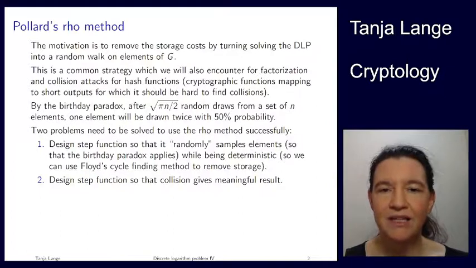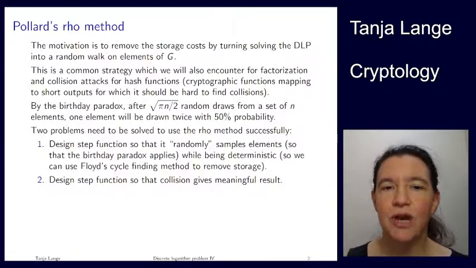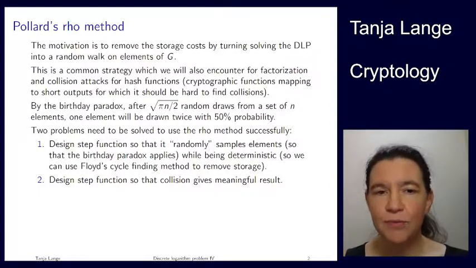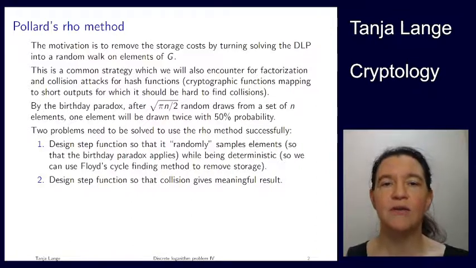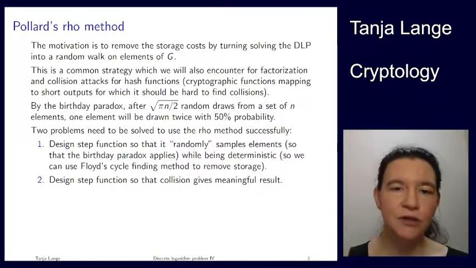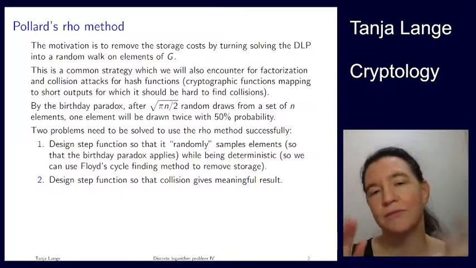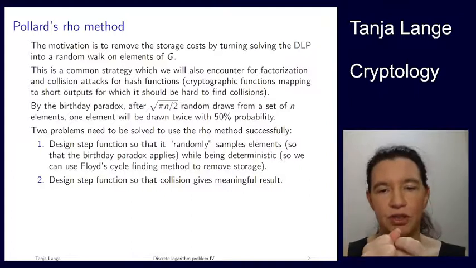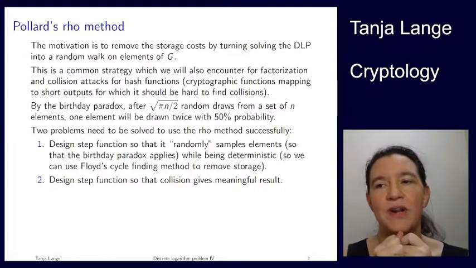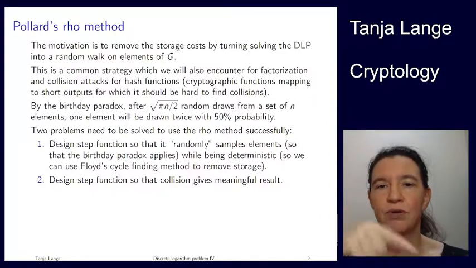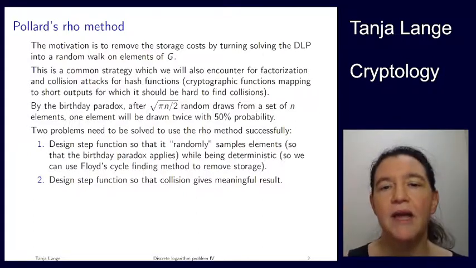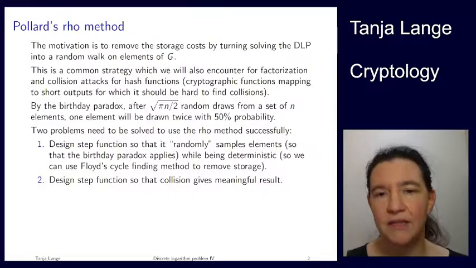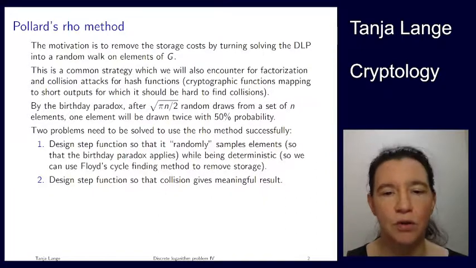So to summarize everything, we want to use the birthday paradox. We know that for a group of order n, after square root of pi n over 2, so roughly square root of n steps or random draws from the set, we will find a collision. Now, what I did on the pictures was just putting random arrows everywhere. And now we want to do this in a way that is related to the discrete log problem and efficiently computable.